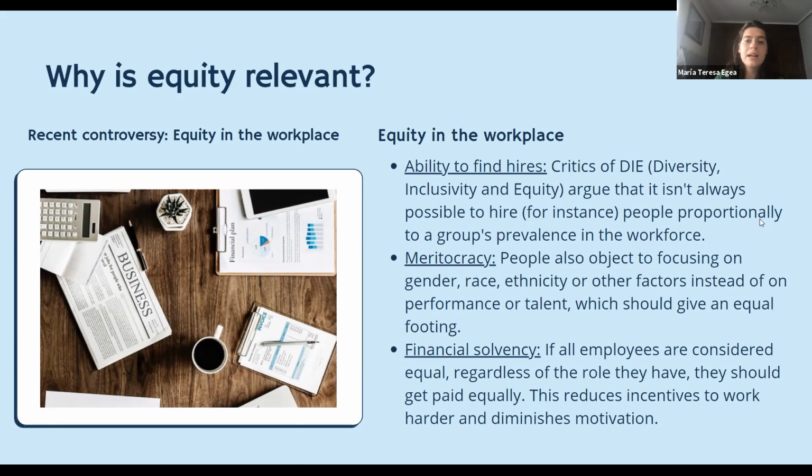And finally, we have financial solvency. If all employees are considered equal, regardless of the role that they play in the company's activities or the role that they're doing when they work, an argument could be made that they should get paid equally. And some people believe, taking into account the way that we know markets work, this reduces incentives to work harder, as well as diminishes motivation.